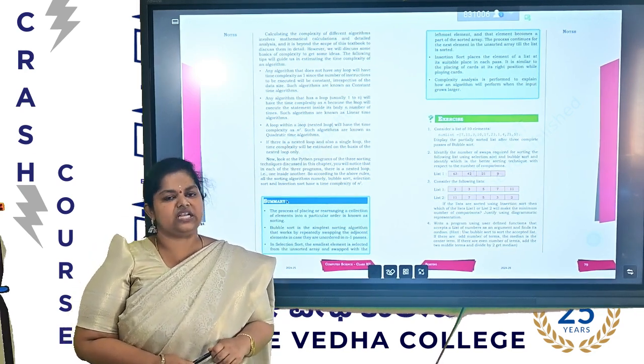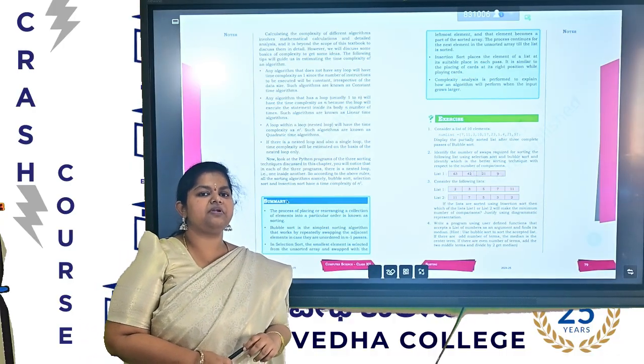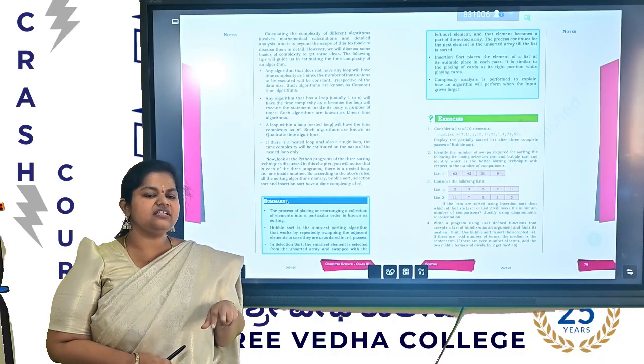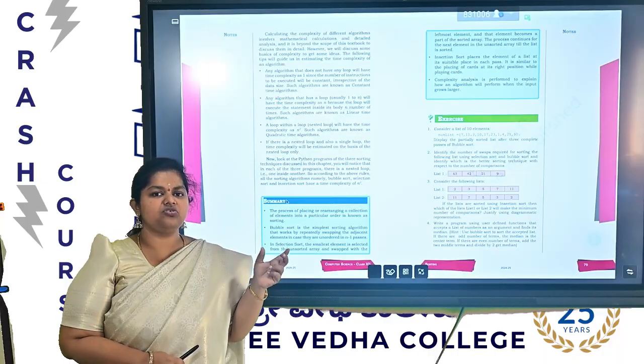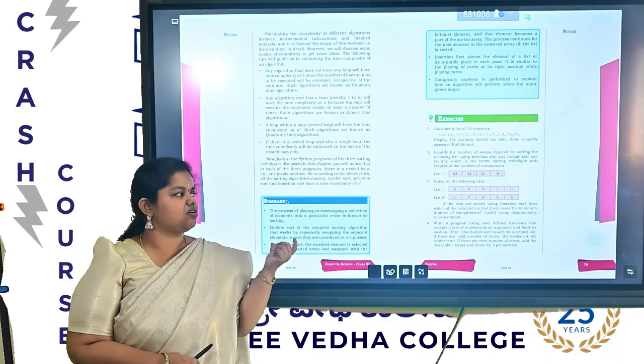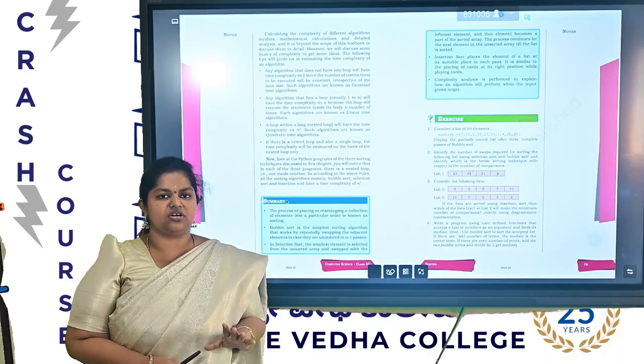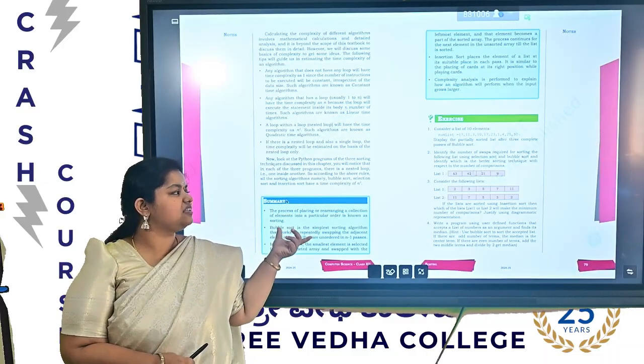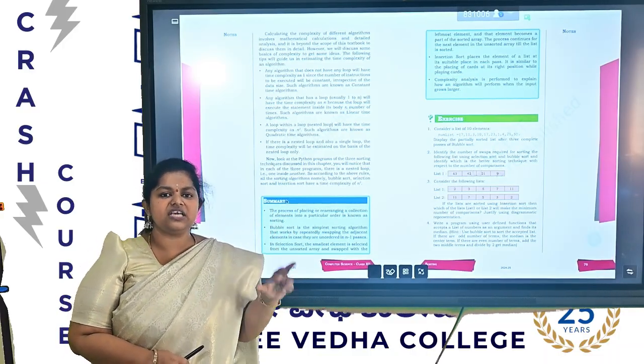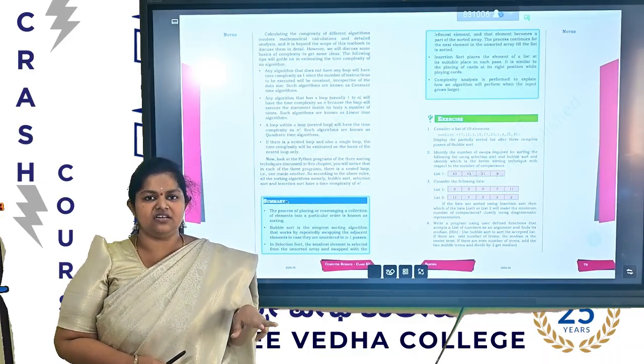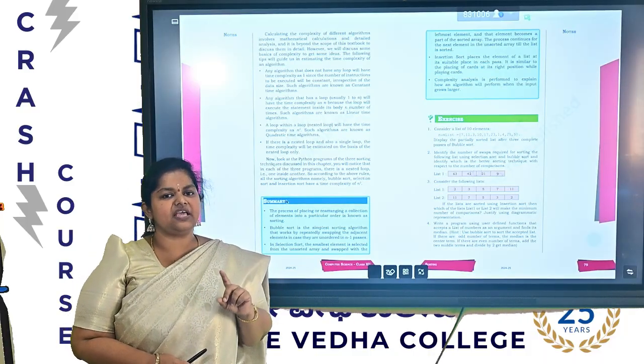Then comes the selection sort. Selection sort plays a major role by dividing the list they have given into two parts. The first one is the sorted list and the second one is the unsorted list. Unlike bubble sort, we will not exchange or swap the elements directly. So there also it plays a major role.